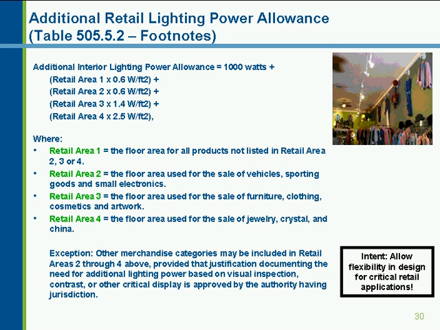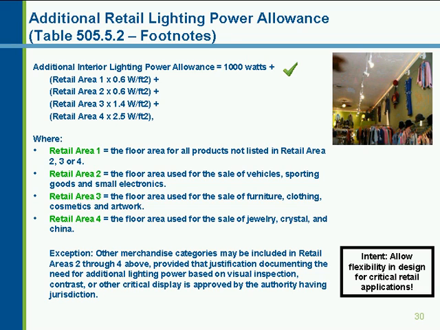A general rule of thumb would be if you turned off all of this additional lighting, you would still have a space that's generally illuminated. These are just additional lights. If you do have these, you are given an extra allowance, and it starts with 1,000 watts as a base load, and then you get to multiply by each retail area a separate allowance. And you'll see there are 4 retail areas, 4 allowances.